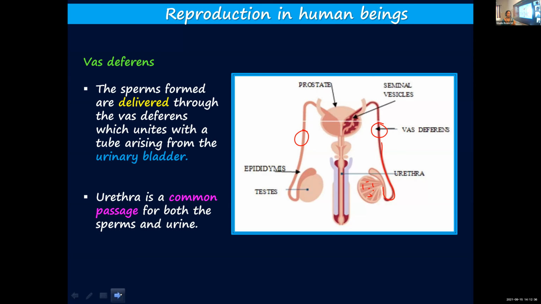And why is it so? Because the duct which is carrying sperms from the testis will join with the tube arising from the urinary bladder, and both of them open out by the same opening, that is the urethra.